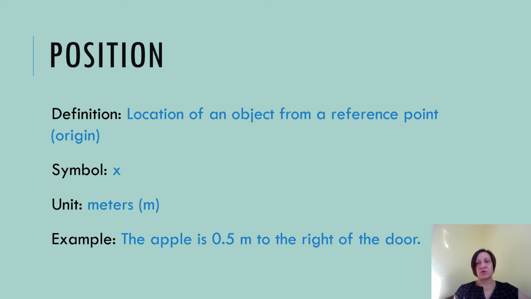Now it's really important here that we not just say that it's 0.5 meters, but it's 0.5 meters from what and in what direction. So here we know that it's saying from the door, and so the door is likely our origin, and it says that it's to the right of the door. Again, knowing exactly where, because 0.5 meters away from the door could be anywhere in a 360-degree circle.